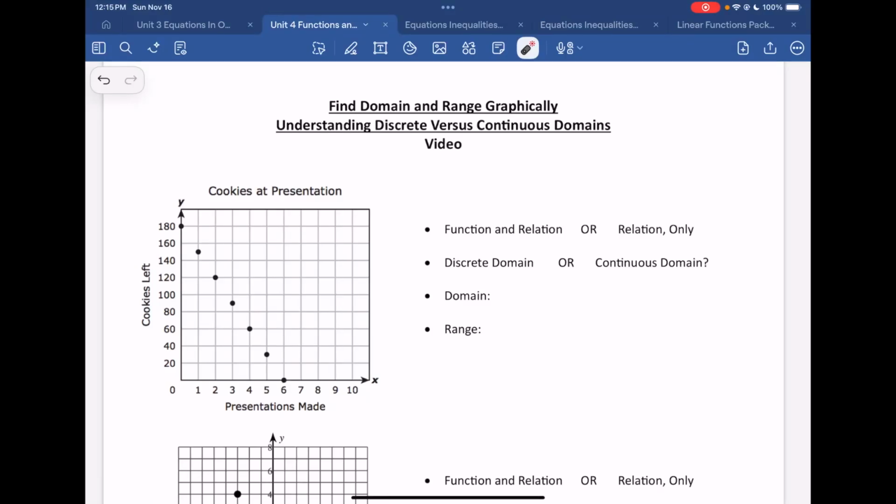In this video, we're going to talk about the domain and range of graphs, how to express them algebraically, and also how to identify from a graph whether the domain is discrete or continuous, because that will influence how we express the domain and range symbolically.